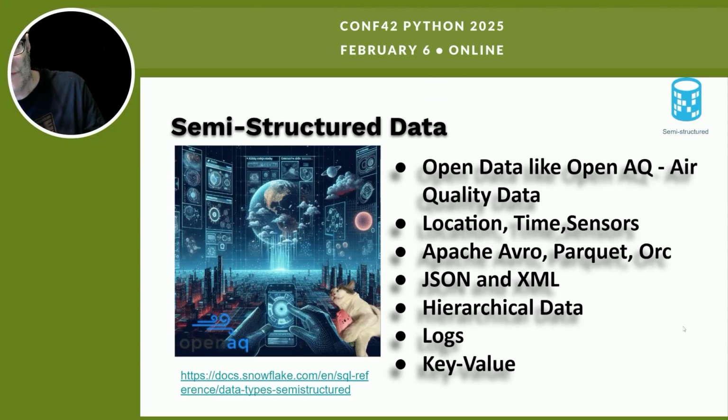So semi-structured data is very common for open data. The ones from OpenAQ, air quality data, things like location, time, sensors. Lots of different formats out there, like Apache Avro, Apache Parquet, Apache ORC. These also can be used for more structured data when we layer Iceberg on top. JSON and XML, we'll work with that today. Actually, we're going to look at protobuf, convert it into JSON and use that.